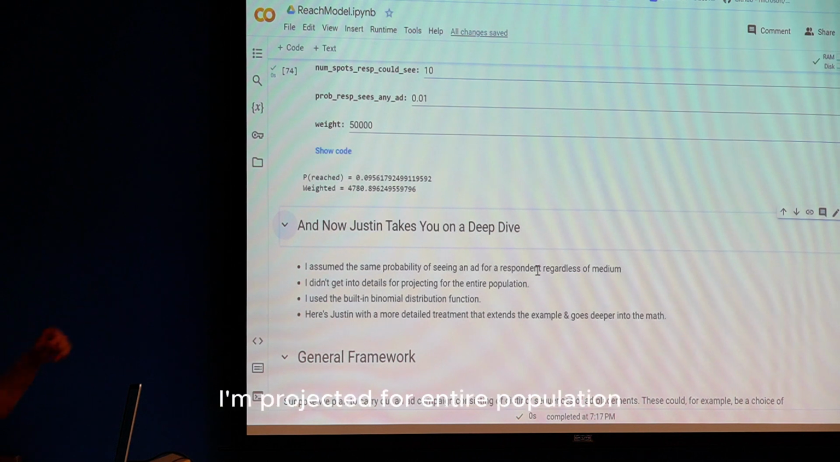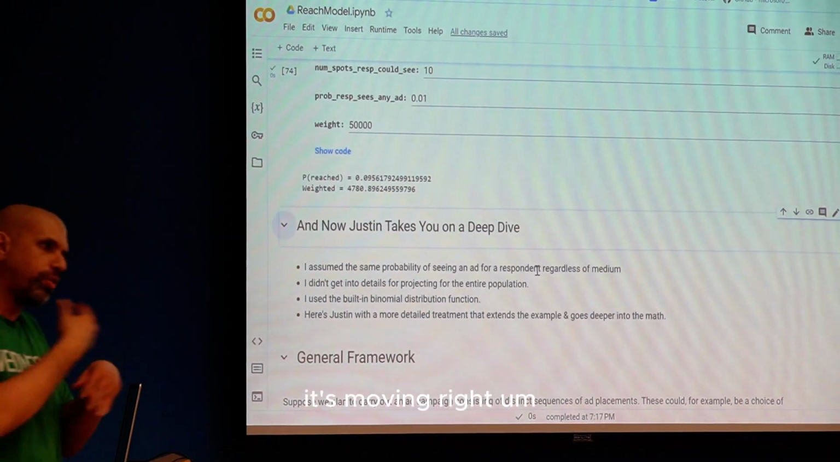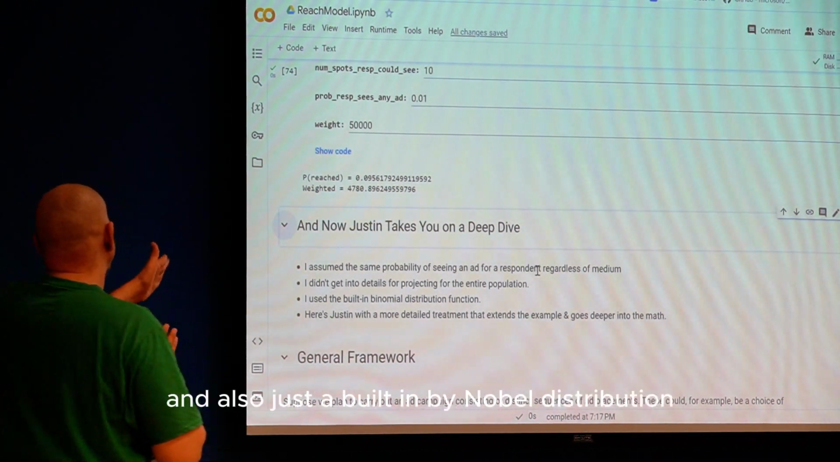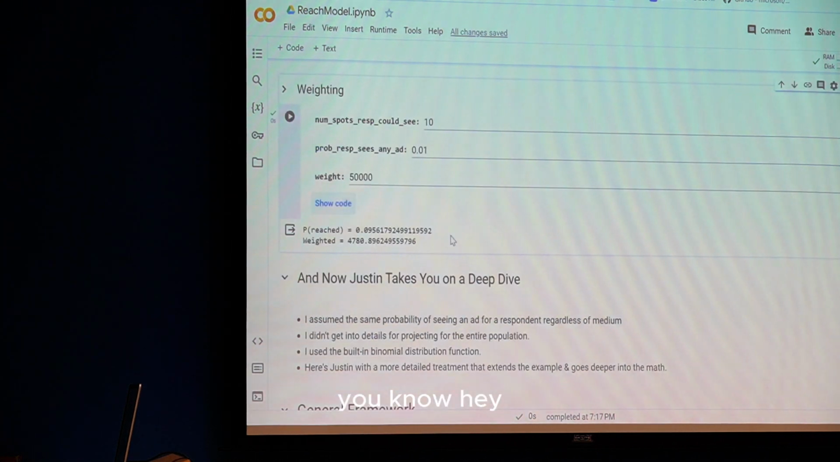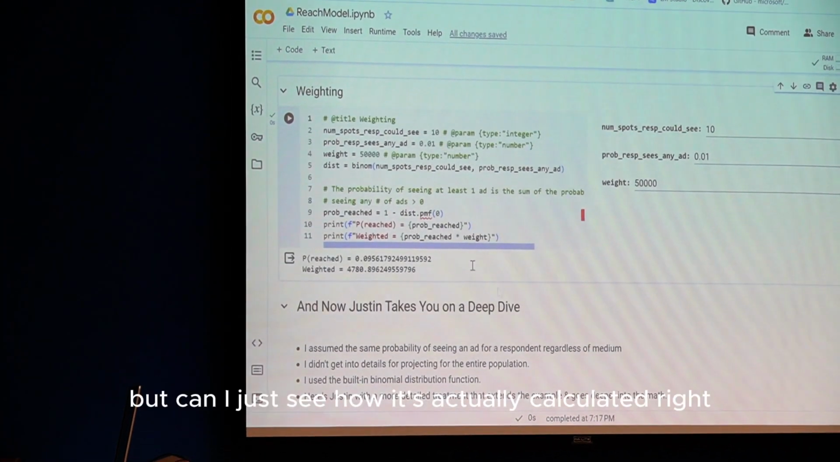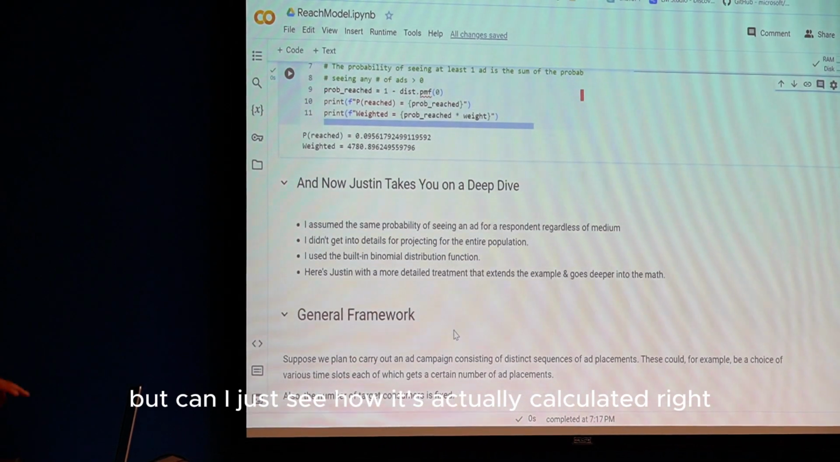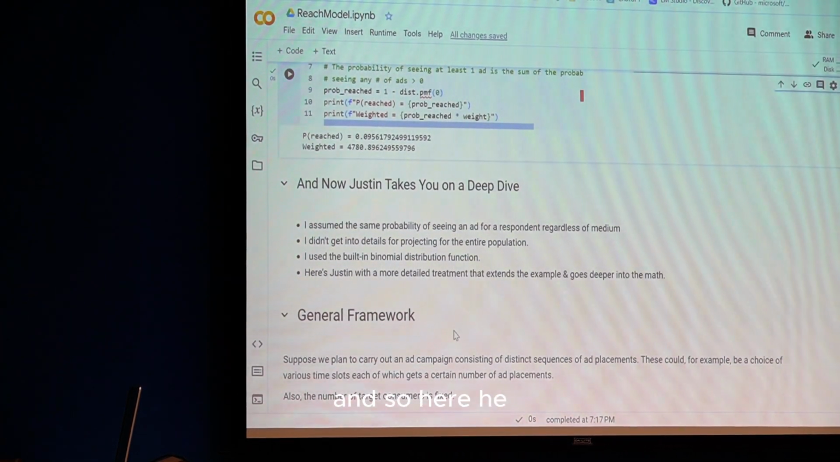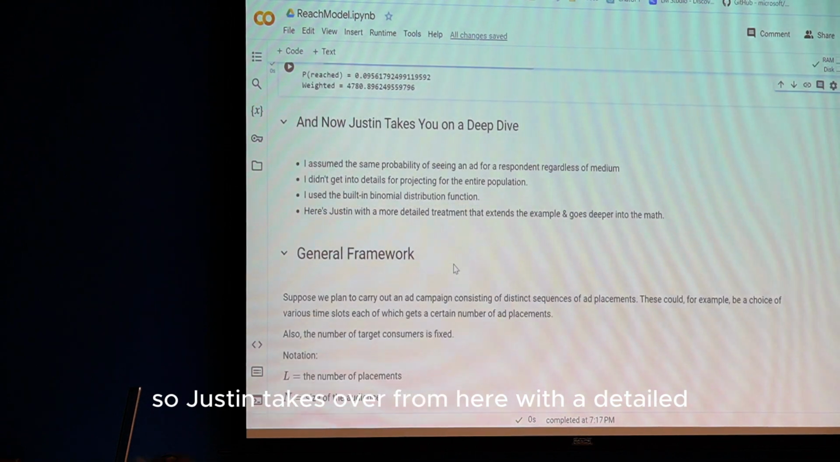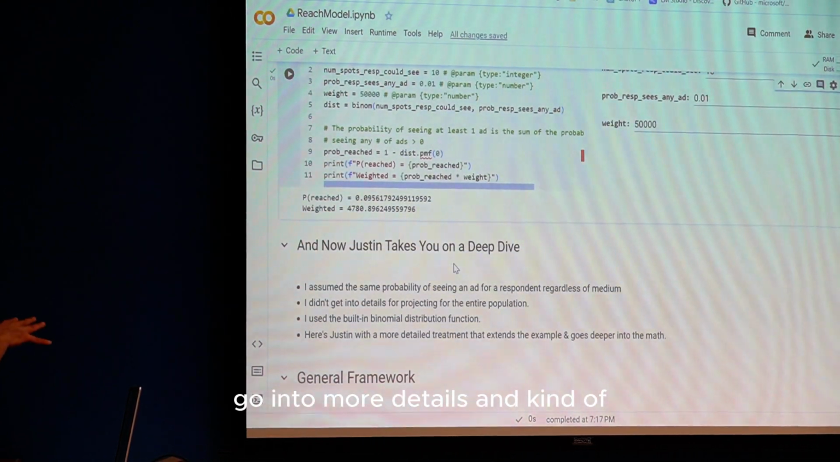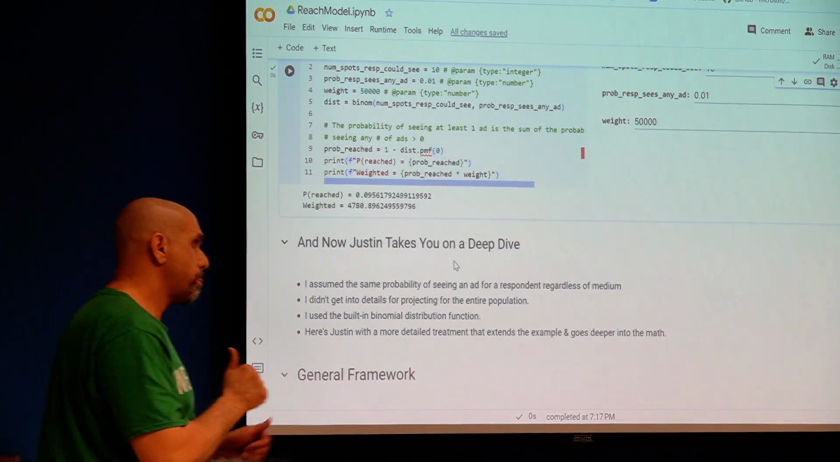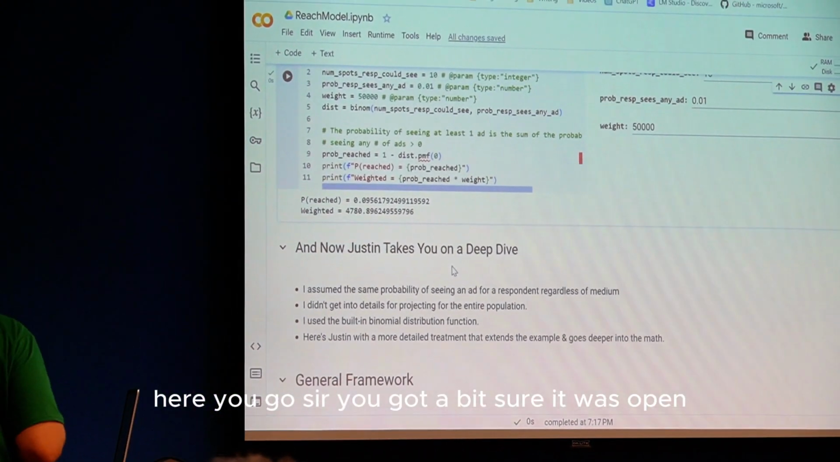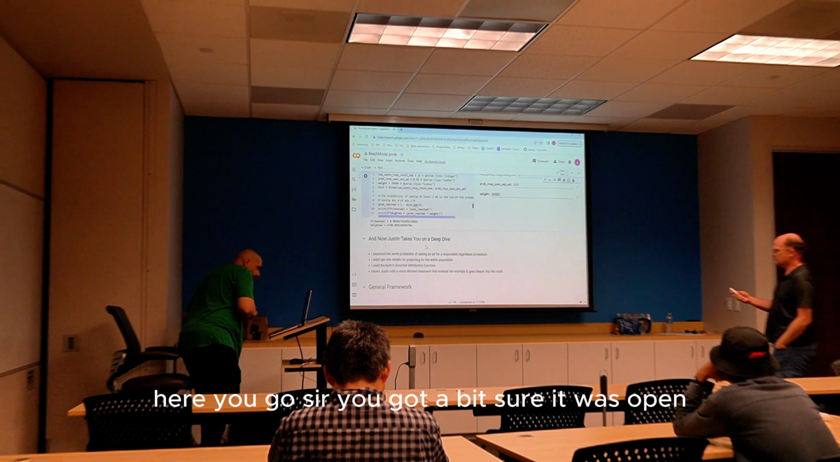I didn't get into details on projecting for the entire population. I kind of talked you through it. And I also used the built-in binomial distribution function because it's there, but you can actually see how it's calculated. So Justin takes over from here with a detailed treatment, and he's going to go into more details and dig deeper into the math. Cool? Okay. Go for it, sir. You got it? Yeah, sure, absolutely.